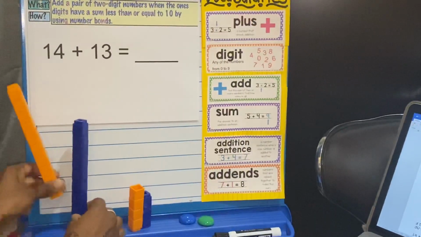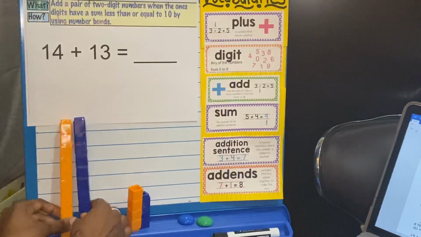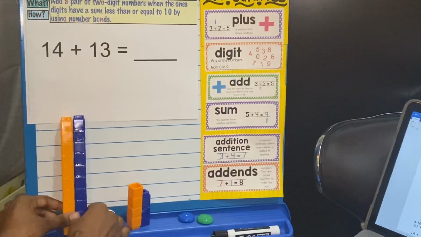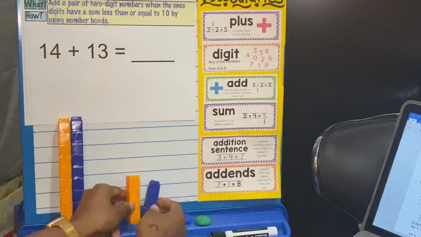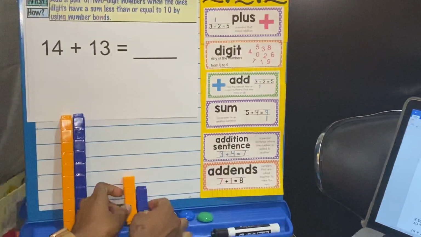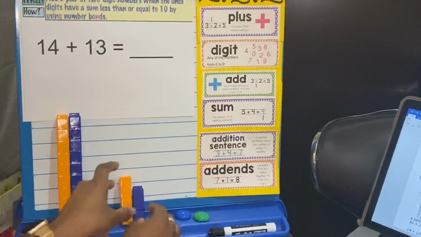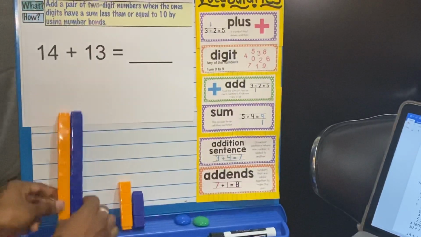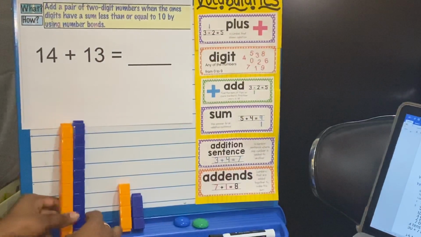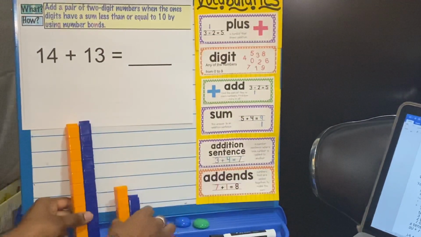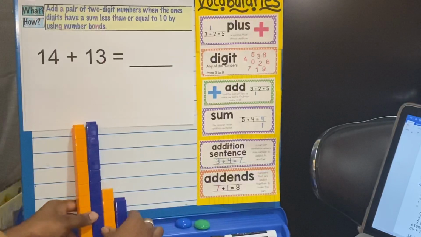So I put 1 ten with another 10. That gives me 2 tens. And then I put 4 ones and 3 ones. That gives me 7 ones. 2 tens gives me 20. Plus 7 gives me 27.